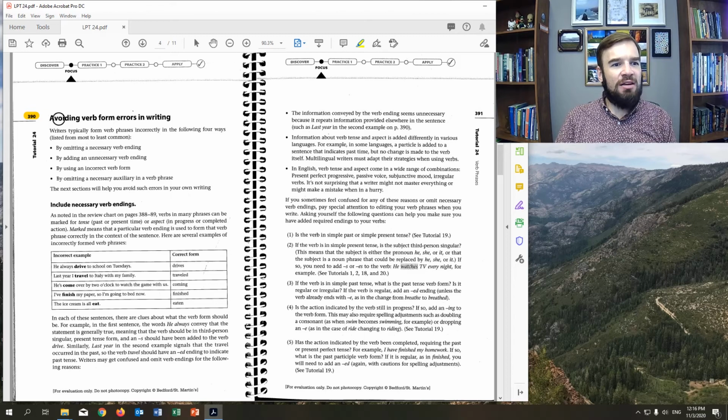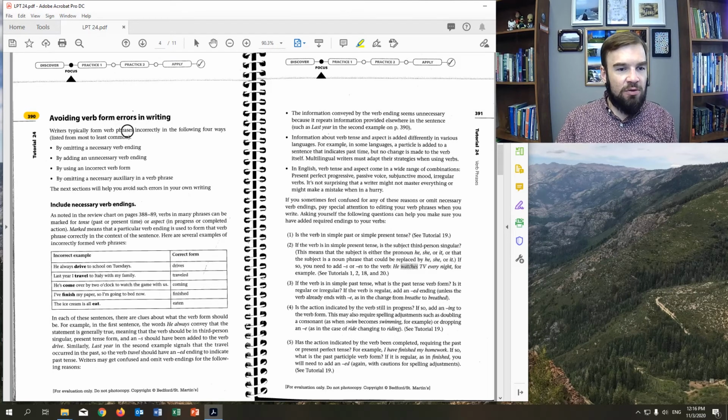So, avoiding verb form errors in writing. So these are all of the different things that you have to think about when you're using verbs in your writing. Now notice that this isn't even about the verb tense, right? She's not even talking about the tense in this example. Professor Ferris is just talking about all of the different elements that might show up in a verb phrase, right? So how do you avoid errors when you're writing?